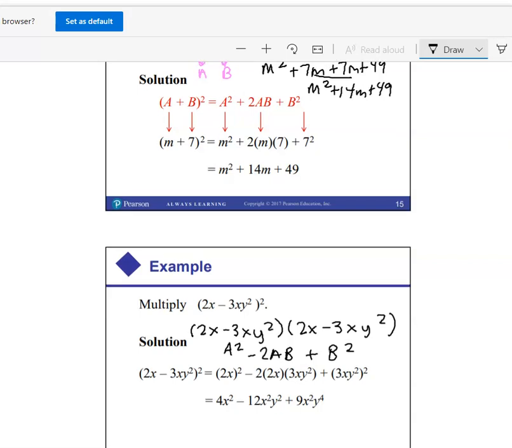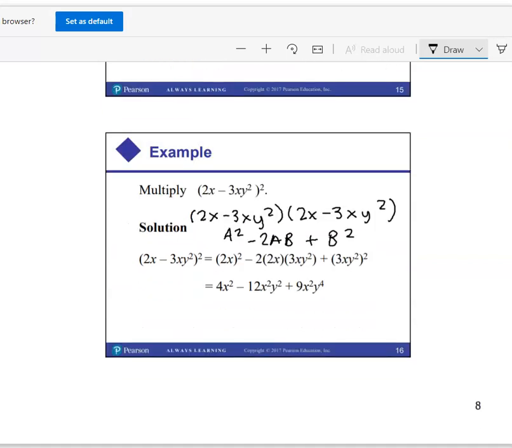Okay, so they're just following this pattern. So A in this problem would be 2x, and B would be 3xy squared. That would be B, and A is 2x. So they're just plugging this stuff in.